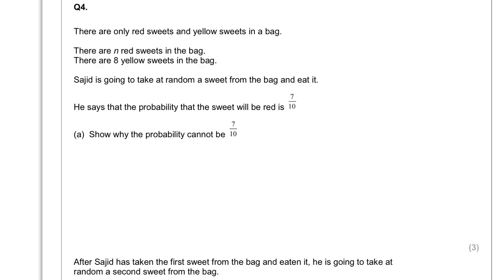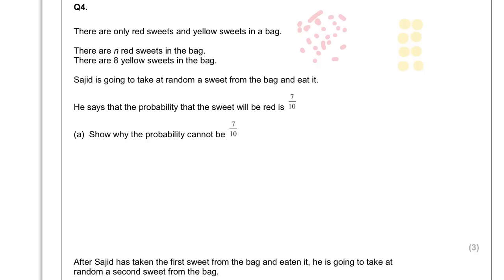It's all right. There are only red sweets and yellow sweets in a bag. There are n red sweets in the bag. There are 8 yellow sweets in the bag. Okay. If there are n red sweets, that means we do not know how many red sweets we have. It could be a little, it could be a lot. What we know for a fact is that for sure we have 8 yellow sweets. That is what we know. Remember, n could be any number. It could be 1. It could be a million.